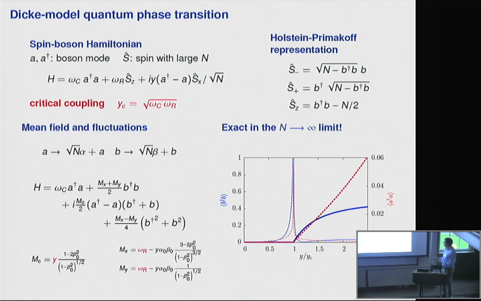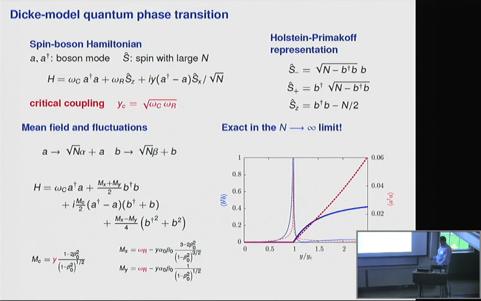And below the critical point, the last term vanishes. So we have only these two coupled oscillators, and this will be the Hamiltonian I will use later in the second part of my talk. So I will concentrate on the normal phase of this Dicke-type criticality.